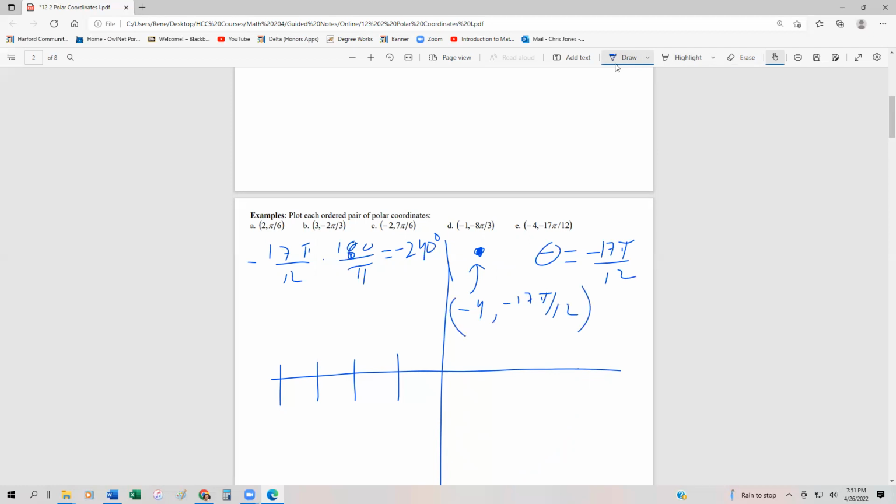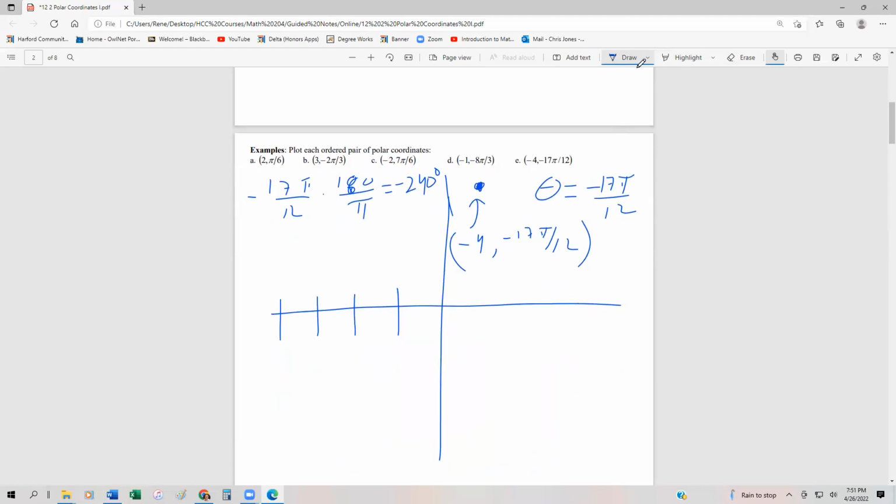And of course, if we wanted another coterminal point there, we could just add 2 pi to that. So if I were to add negative 17 pi over 12 plus 2 pi, which is the same thing as 24 pi over 12, that would be equal to 7 pi over 12. So another point could be negative 4 and then 7 pi twelfths, which would be this way. So that's a couple of ways that we can make sure that if we were bound by a specific angular domain, we are within that angular domain.